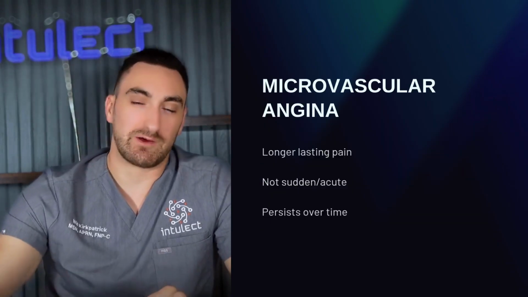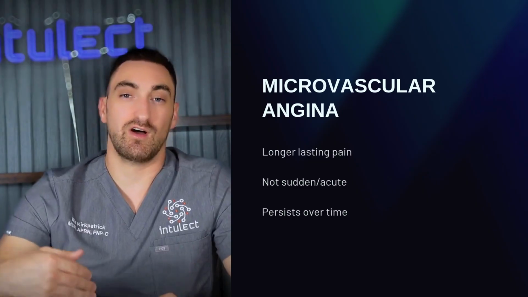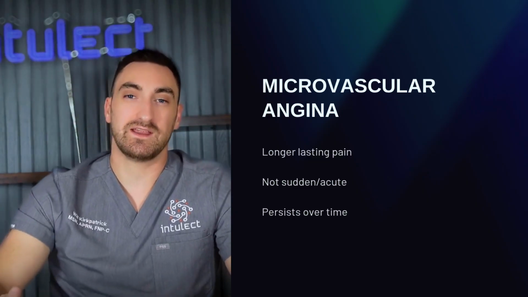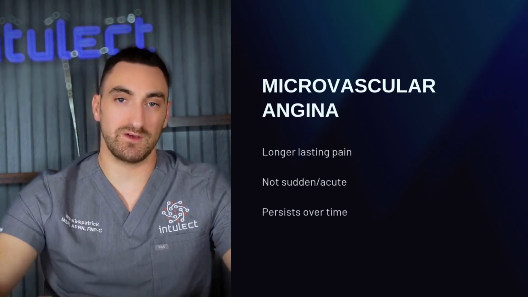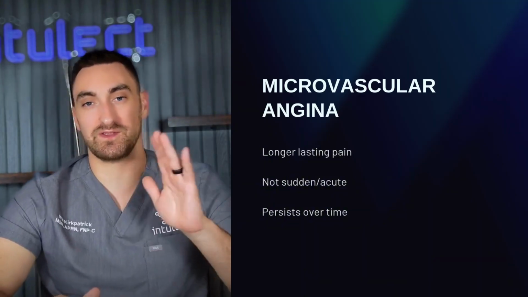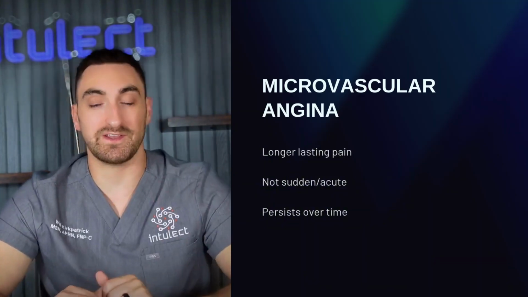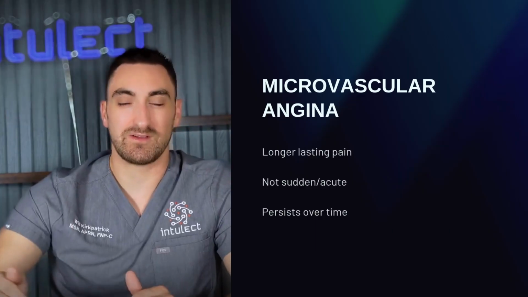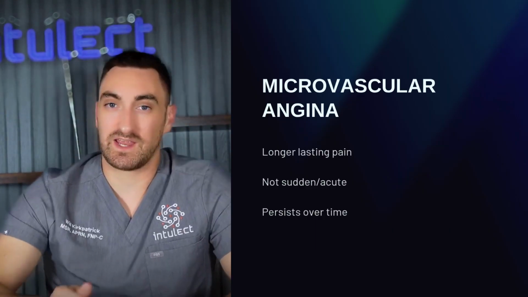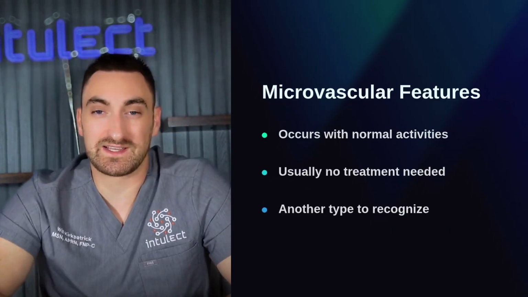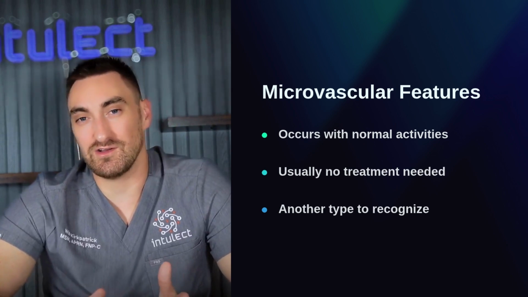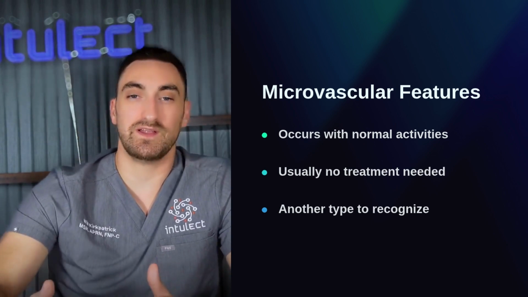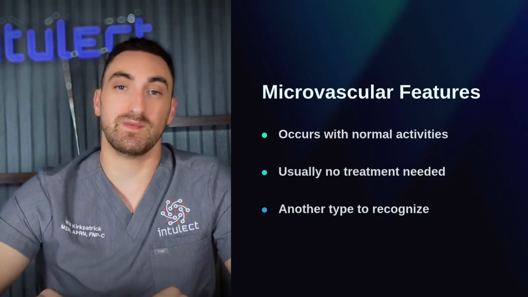And then you have your microvascular angina, which is a longer lasting pain. So it's not something that's so sudden or acute. It's not like your acute angina with unstable or stable or variant. It's something that's kind of there over a long period of time, and it can occur just with normal daily activities. It usually doesn't need any sort of treatment, but of course, that's another type of angina that you may need to know about.